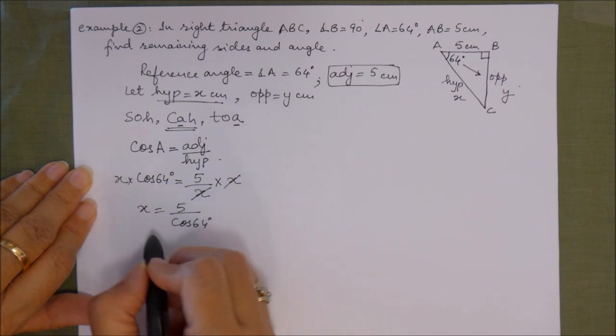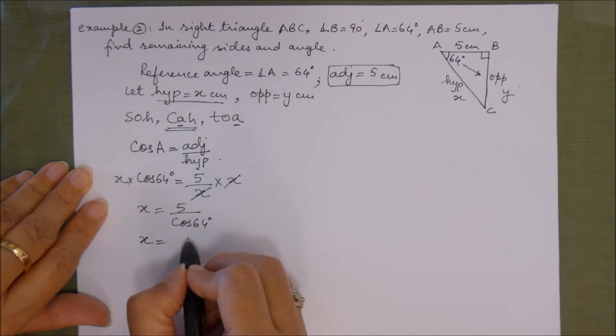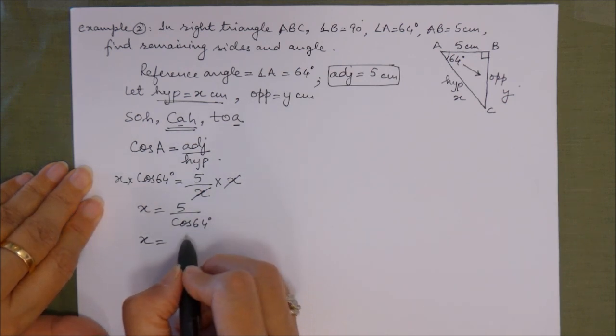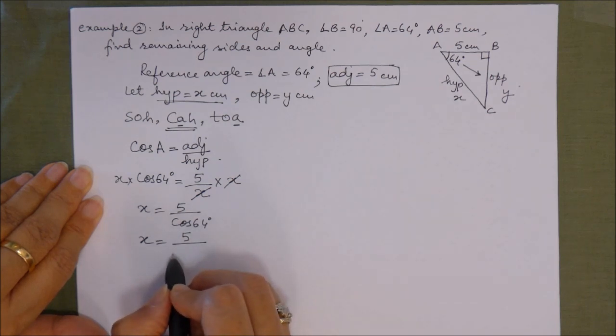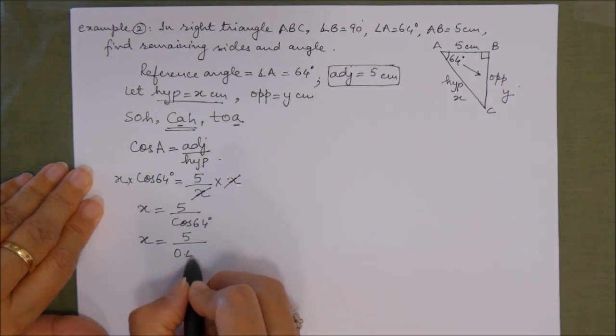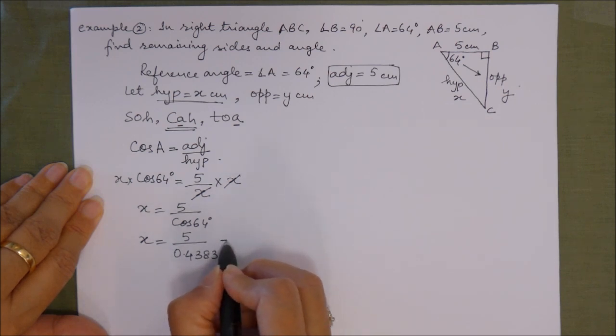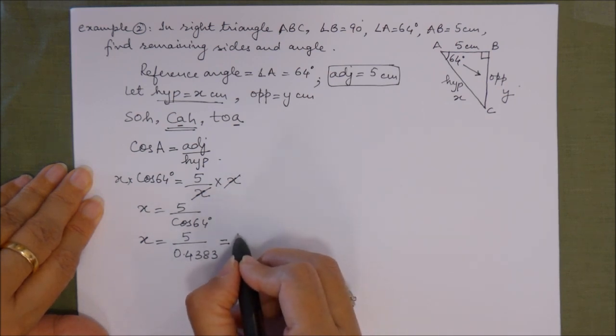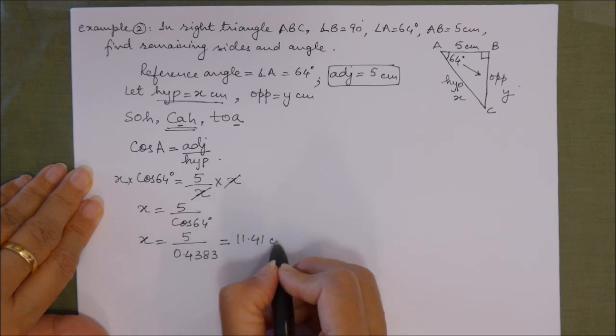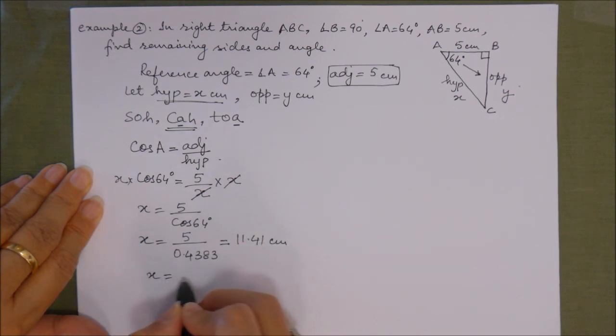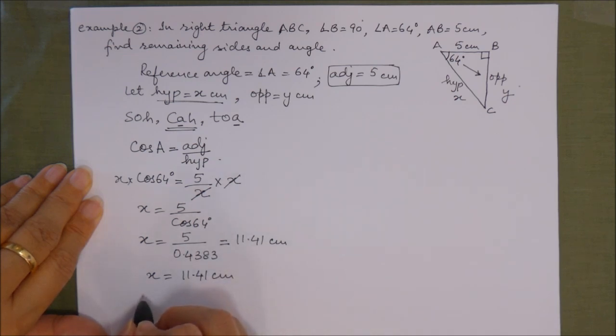So we can write, by seeing the values, it is 5 upon cos 64, which can be seen from the calculator. So it is 0.4383 up to 4 decimal places, which will be 11.41 centimeters. That means x is 11.41 centimeters. So x is the hypotenuse. So the hypotenuse is 11.41 centimeters.